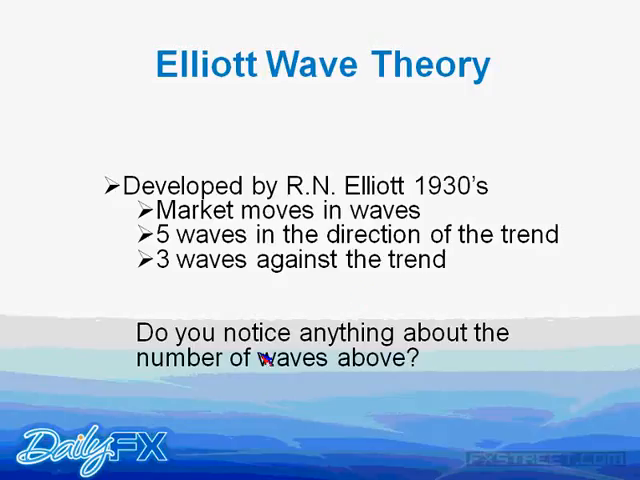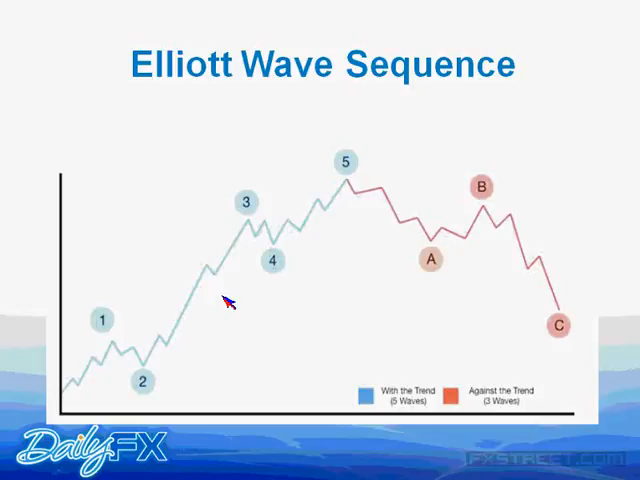So my question here for you guys, do you notice anything about the number of waves above? Do you see anything significant about the number 5 and the number 3? Go ahead and type that into the chat box. Yeah, they're numbers in the Fibonacci sequence. So it only makes sense, and yeah, if you add 5 and 3 together, you get the number 8. And so each of those numbers, 3, 5, and 8, are Fibonacci numbers. And so it would make sense that Fibonacci and Elliott Wave are married together.